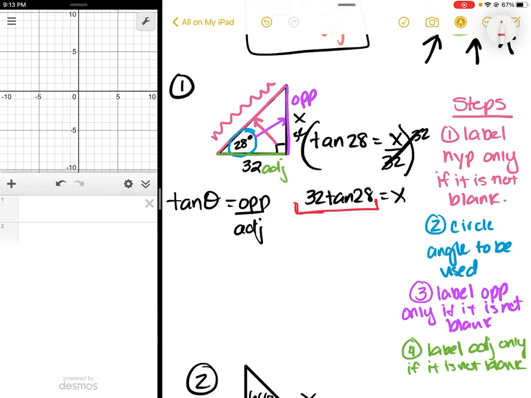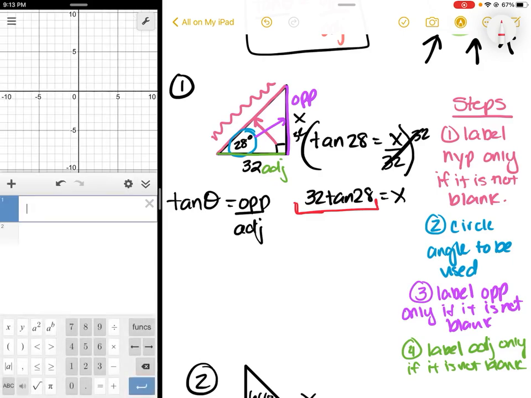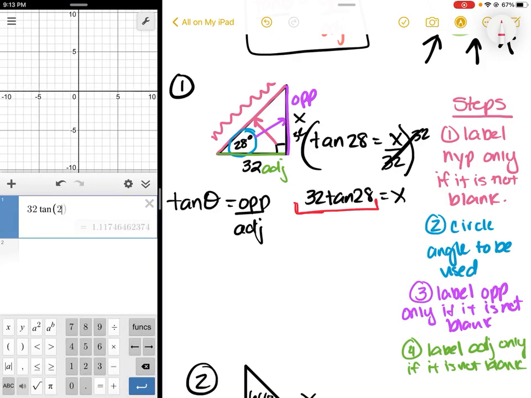All right, so when we type that into our calculator, now I told you I was going to show you how to put it in degree mode, okay? So to put it in degree mode, you got to come over here and you got to hit this little wrench over here. See how it says radians and degrees down here? Hit degrees. So now I can type this in. 32. Your trig functions are in functions. We're going to go to tan because that's who we used. Type 28 in there, and that's my answer. X.